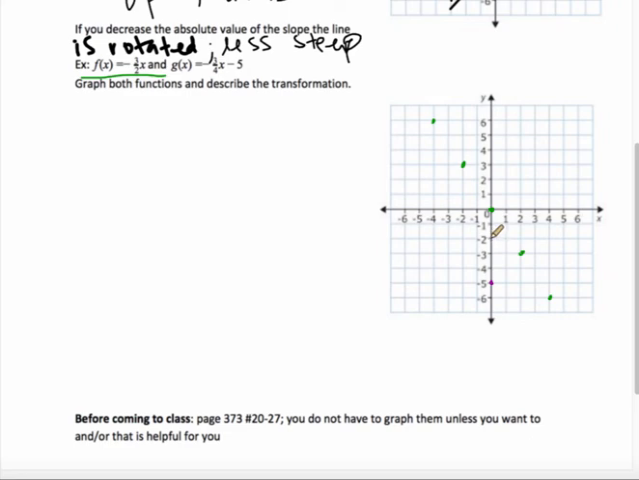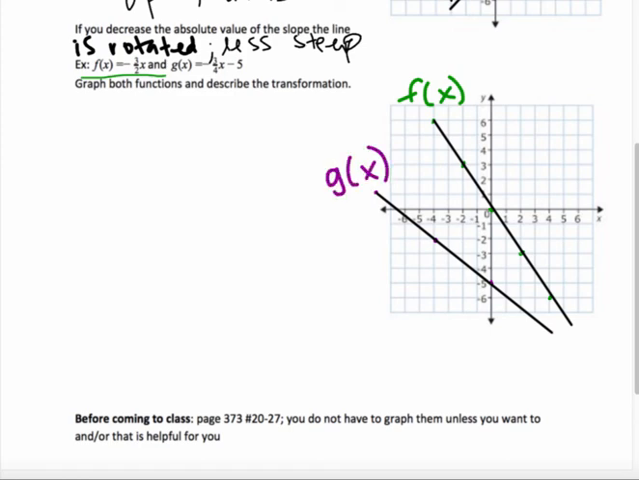And to the left 4. 1, 2, 3, 4. It's still a negative slope. 1, 2, 3. Okay, well, kind of went off the graph there. All right, so there is my original line, and here is my second line. Okay, so this is f of x, and this guy is g of x.